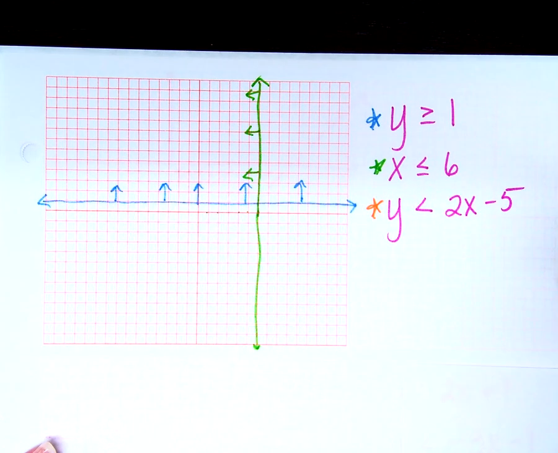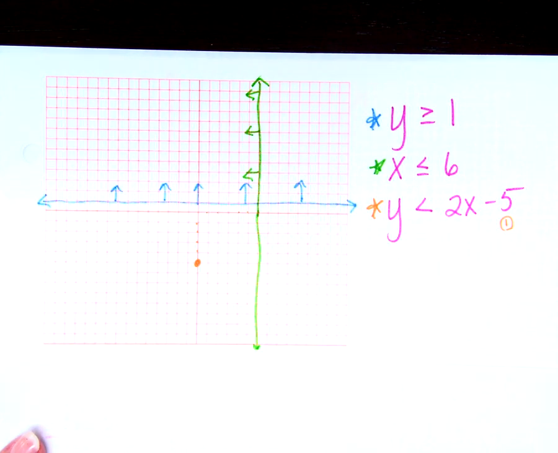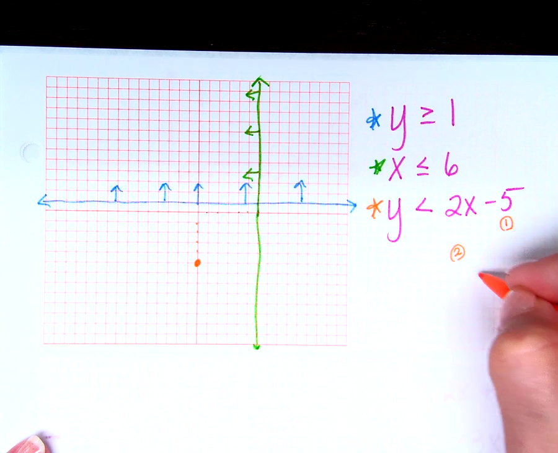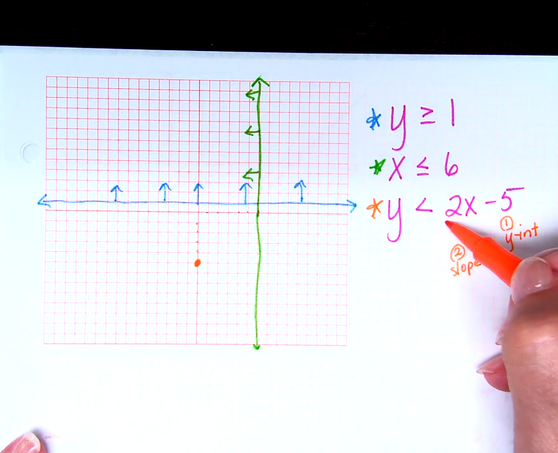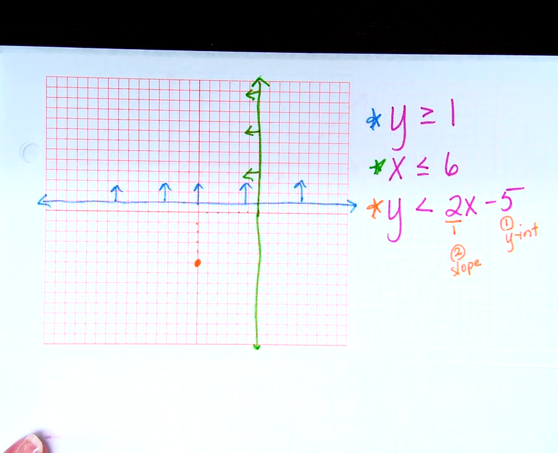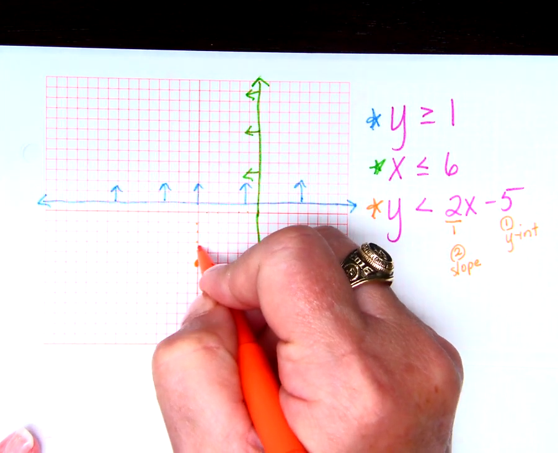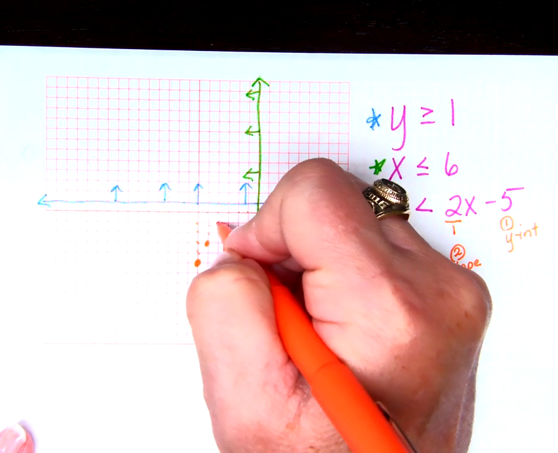Does that make sense? So let's remember, the first thing we do is plot our y-intercept. What is our y-intercept in this problem? So on the y-axis, I go down 5 and I put a point. What's our second step? The slope. What is my slope in this problem? Right, it has to be a fraction, so it's 2 over 1. So from this point, rise 2, run 1.